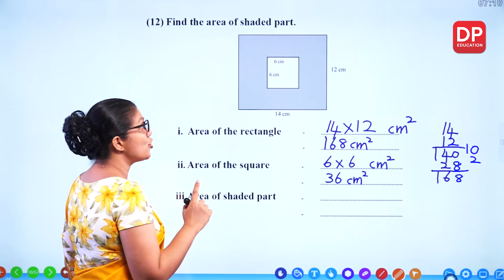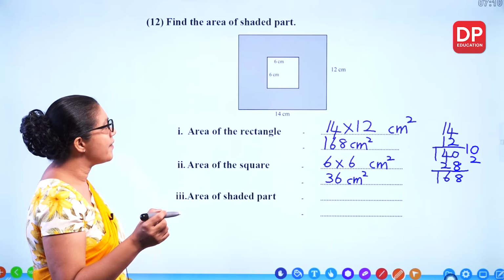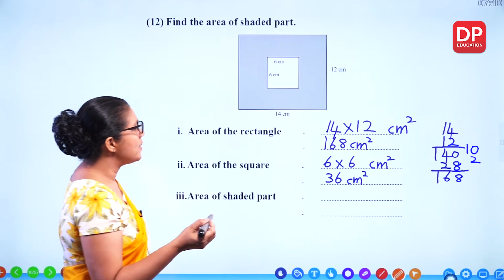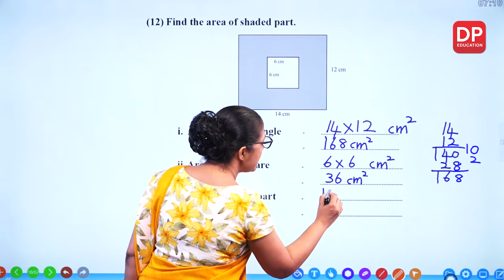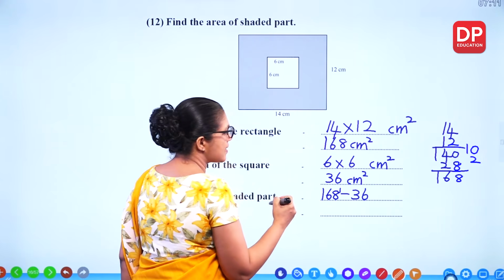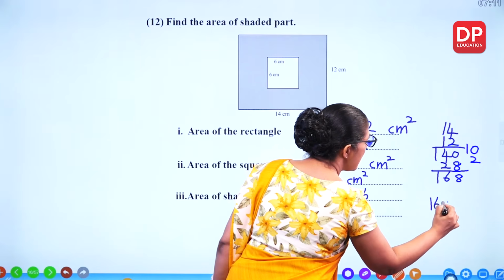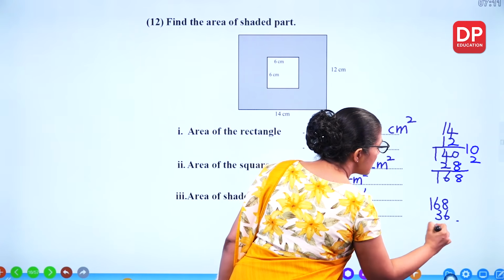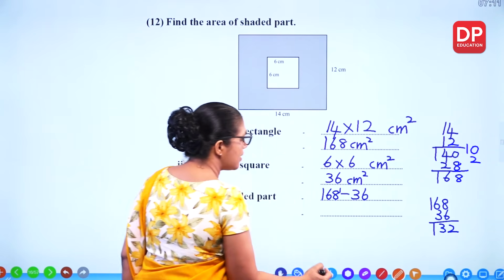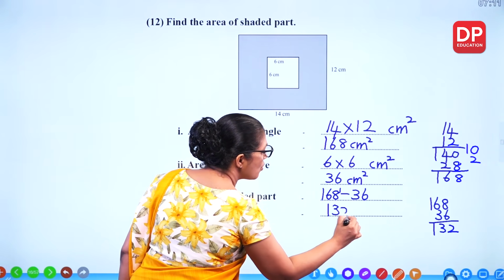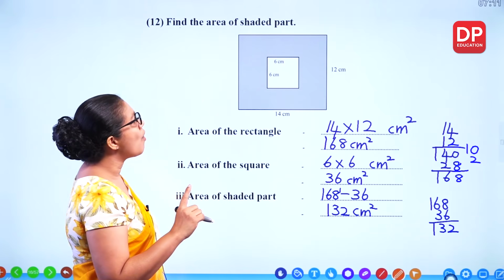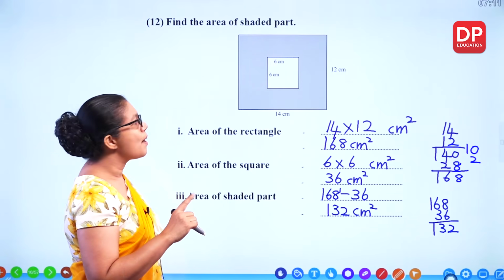Then what do you do? You subtract the two areas to get the shaded area. So we'll subtract 168 minus 36. 168 minus 36, you get 132 square centimeters is the area of the shaded part.